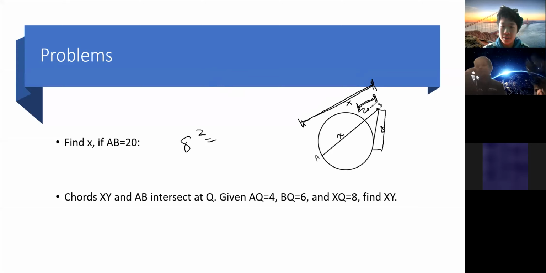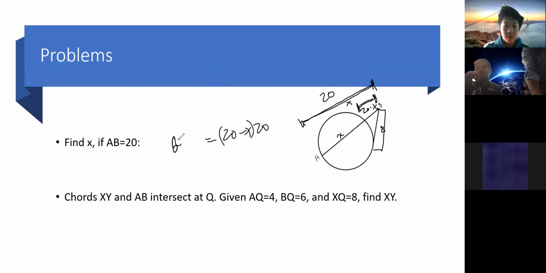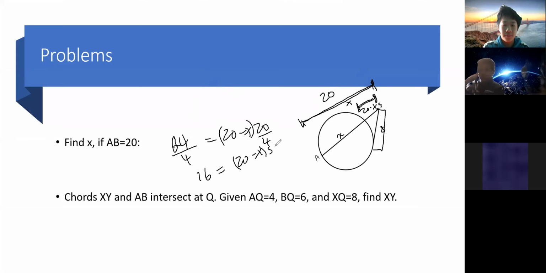That's 20 minus x, because the whole thing is 20. So it's going to be 20 minus x times 20. And this must equal 8 squared, so 64. You can basically divide everything by 4 to make it easier. 16 equals 20 minus x times 5. And 16 equals 100 minus 5x. So x must be 84 over 5.